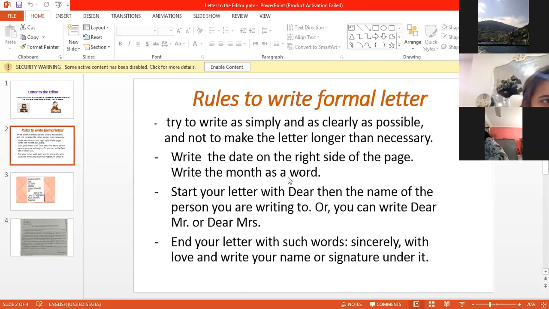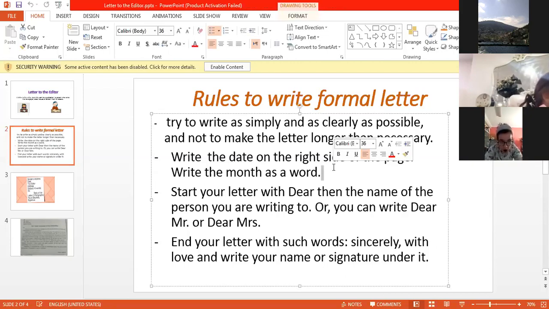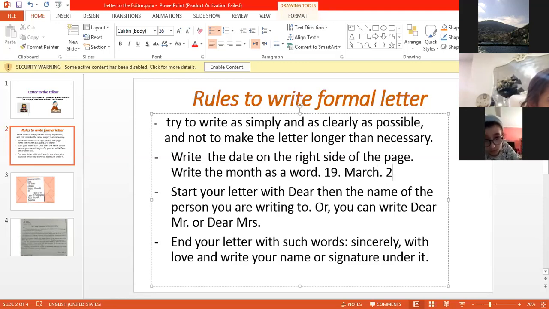Write the month as a word. If you want to write the date, like today is 19/3/2020, how do we write it? We write it 19 March 2020. Because it is writing, we do not write the month as a number. We write it as a word. I'll show you. Like today's date is like this, 19/3/2020. If I want to write it on the letter, it should be like this, 19 March 2020. Okay?